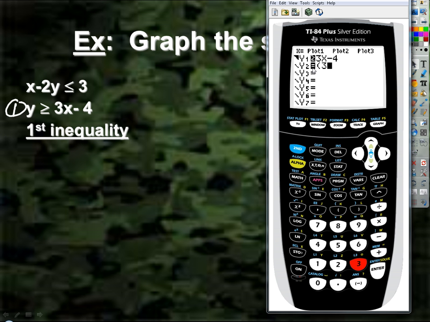What am I going to do to get the y by itself? First of all, subtract x. Good, I have to subtract the first term, the x term, to the other side. Now what button do I push?